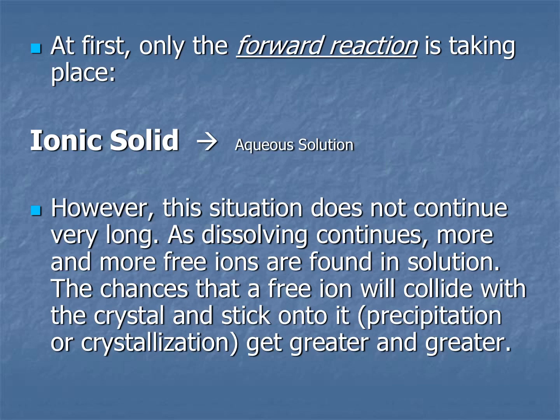As the dissolving continues, more and more ions are going to be in the solution. Therefore, the chances that one of those ions will come back and collide with that crystal and stick to it gets greater and greater. If a negative ion collides with the crystal where a positive ion is, it's still attracted to that crystal, so now it actually attaches back onto the solid and therefore precipitates or crystallizes. So while at first all we did have was dissolving, we begin to have the reverse.